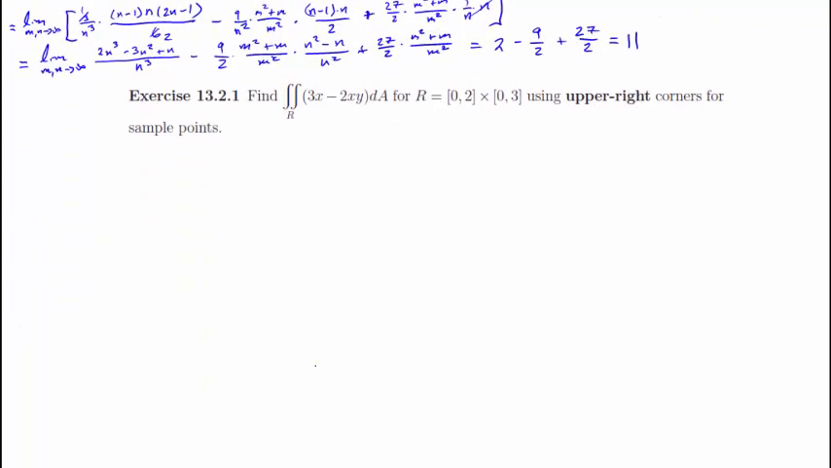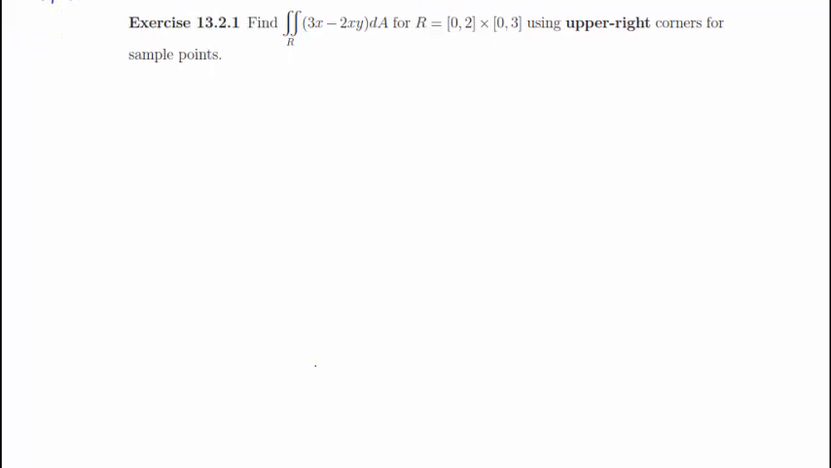You've got another exercise now, exercise 13.2.1. Find the double integral over the region R equals from 0 to 2 in the x direction by 0 to 3 in the y direction of 3x minus 2xy dA using upper right corners. So now you'll use i equals 1 to n and j equals 1 to n. So the upper right is i equals 1 to n instead of 0 to n minus 1. And go ahead and do this. And I will come back and work through the solution with you in just a few moments.